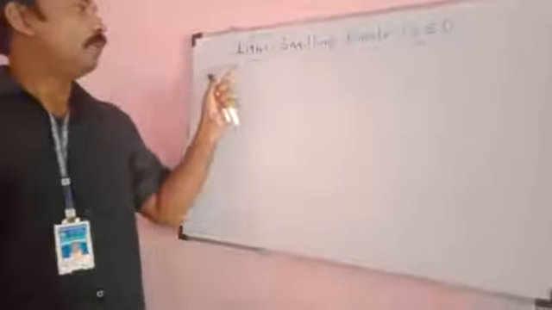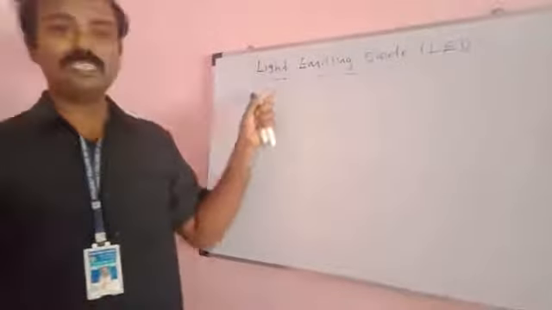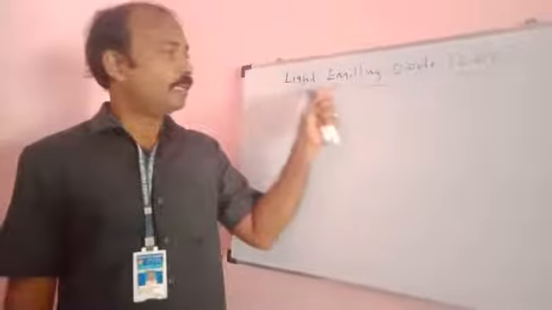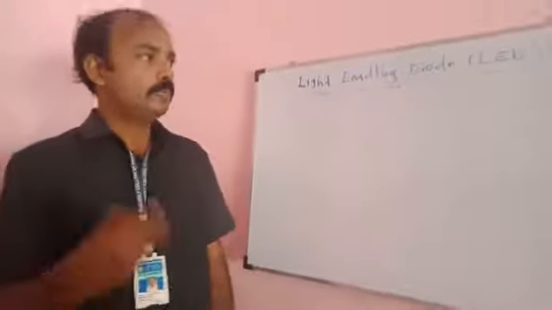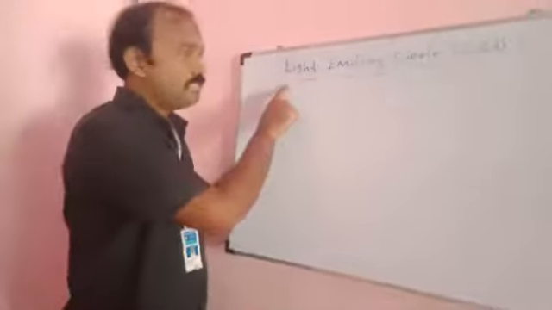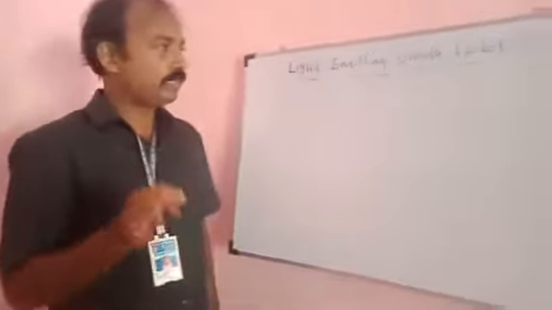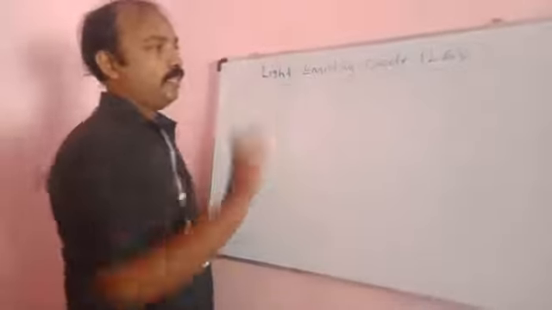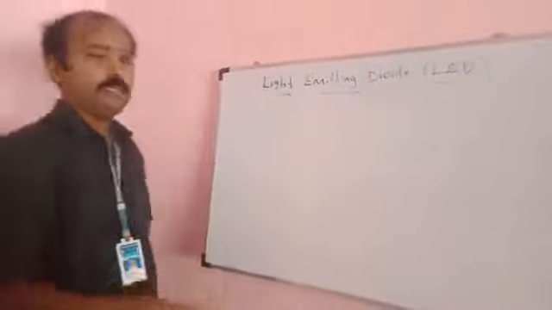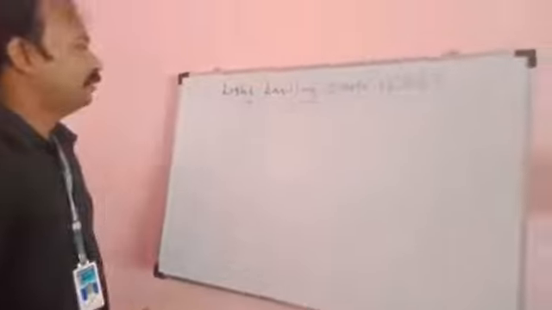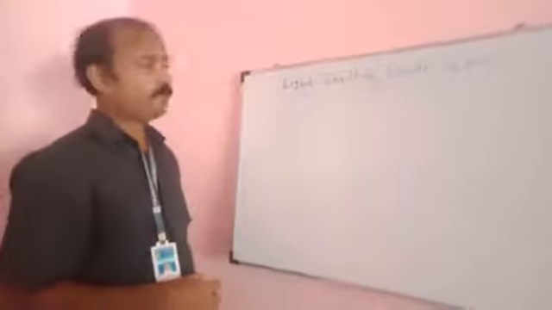Today I am going to teach the fifth question in IT classes. Light emitting diode is in short form LED. What is the question? Explain the principle, construction and working of light emitting diode or LED simply. So now we see it elaborately. What is LED? What is the principle behind this LED?